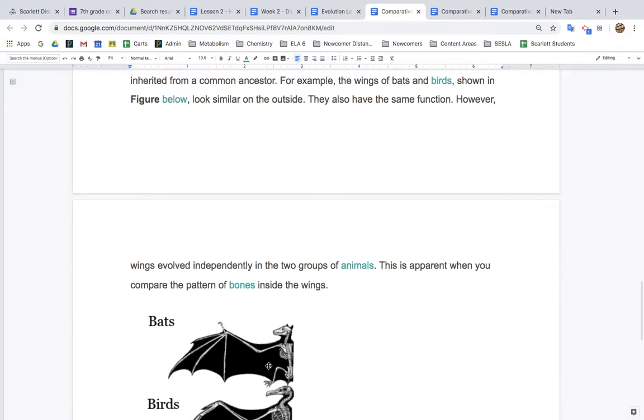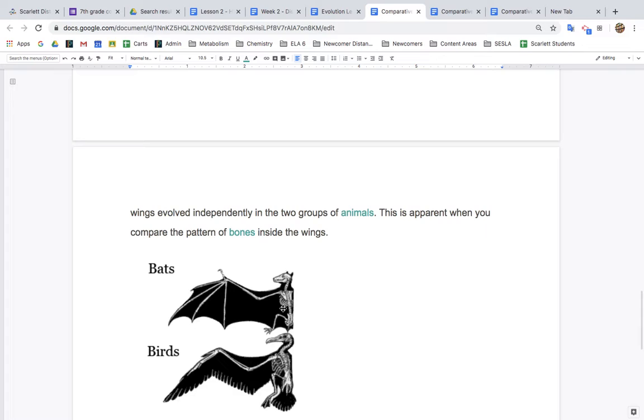They also have the same function. However, wings evolved independently in these two groups of animals. This is apparent when you compare the pattern of the bones inside the wings. The bones look very different.